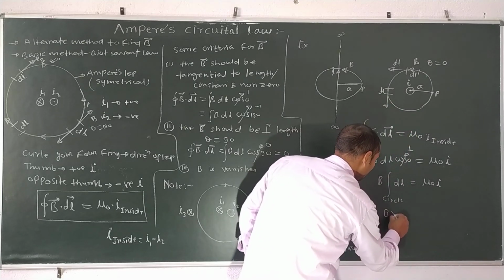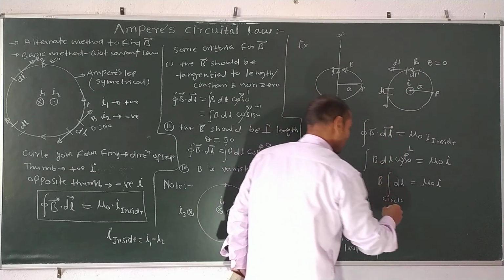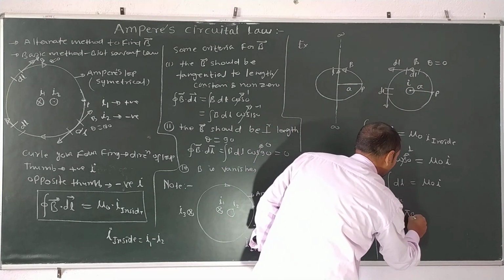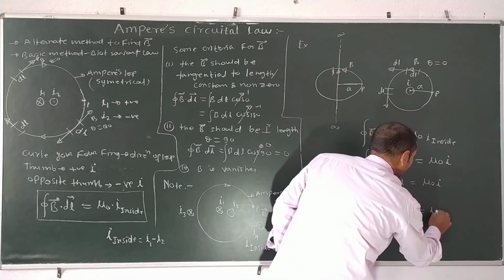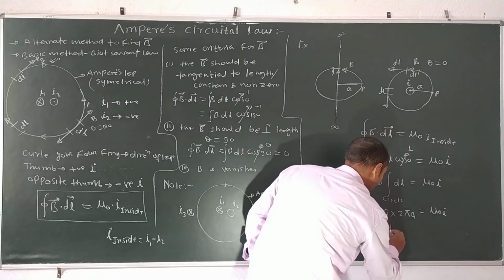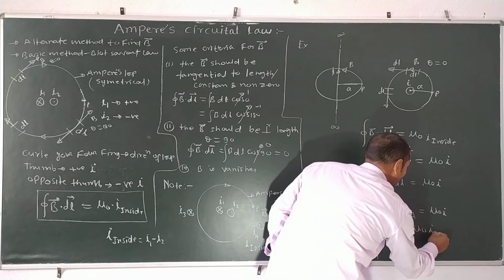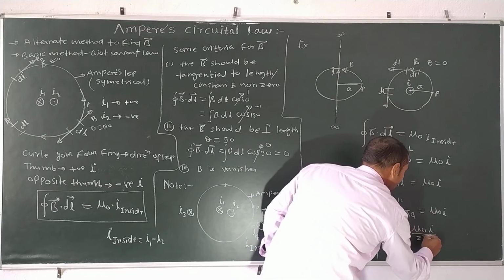As we integrate dl we get 2 pi r, the circumference of the circle, that is 2 pi a, since the distance here is a, equal to mu naught into I. As you calculate B from here, B is mu naught into I divided by 2 pi a.